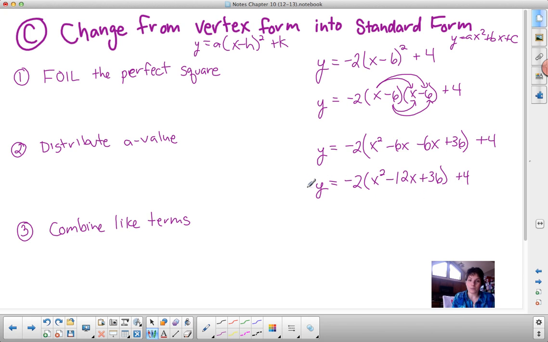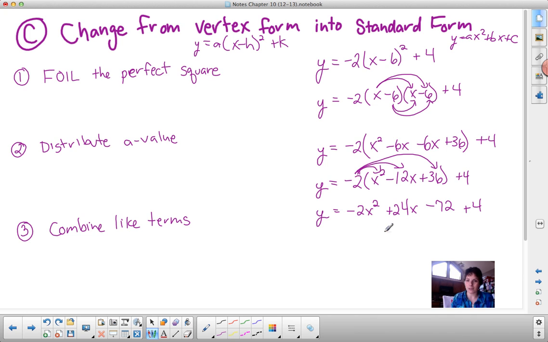Now we're up to that second step. If I have an a value, I'll need to distribute it. Notice that it gets distributed to 3 places or 3 terms. This one's just a distribution. It's a monomial times a trinomial. Y equals -2x squared plus 24x minus 72 plus 4. Notice that that 4 was not part of the distribution.